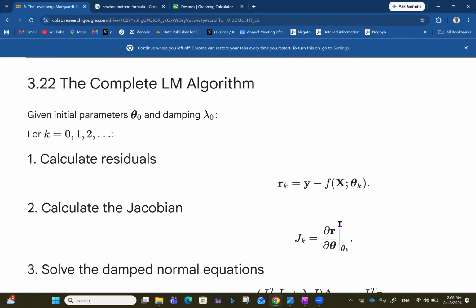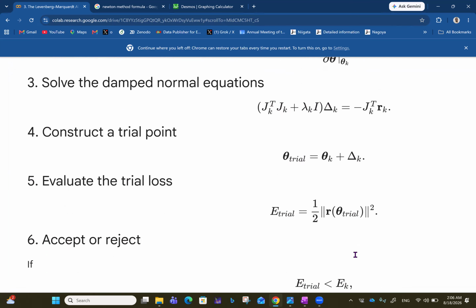That's J sub k, which is dr d theta over all the theta k's you have. Then solve the damped normal equations. So you solve this equation now for delta k. Then you construct a trial point. So the theta trial is theta k plus delta k that you got from here. Then you evaluate the trial loss.